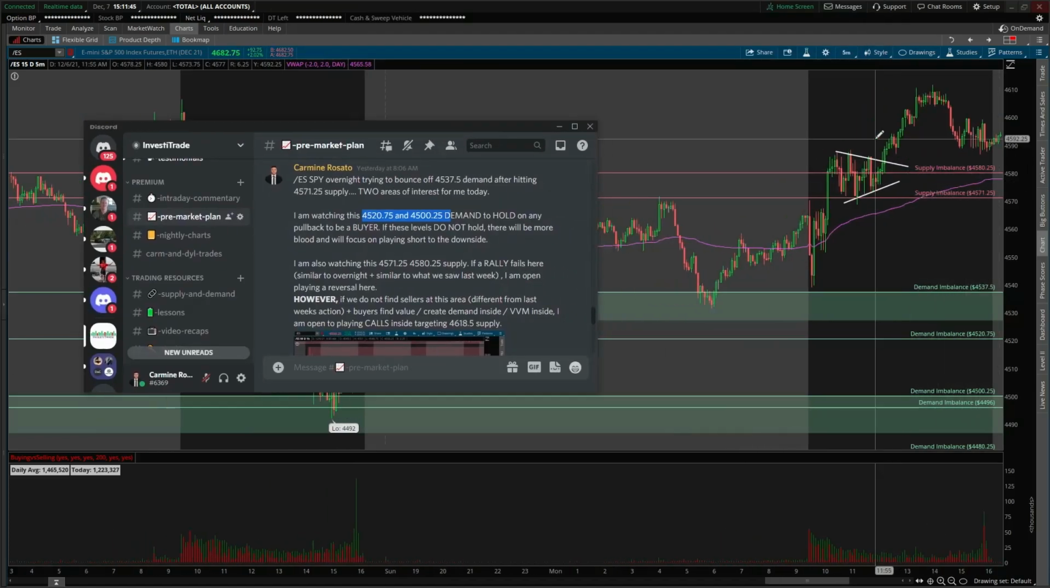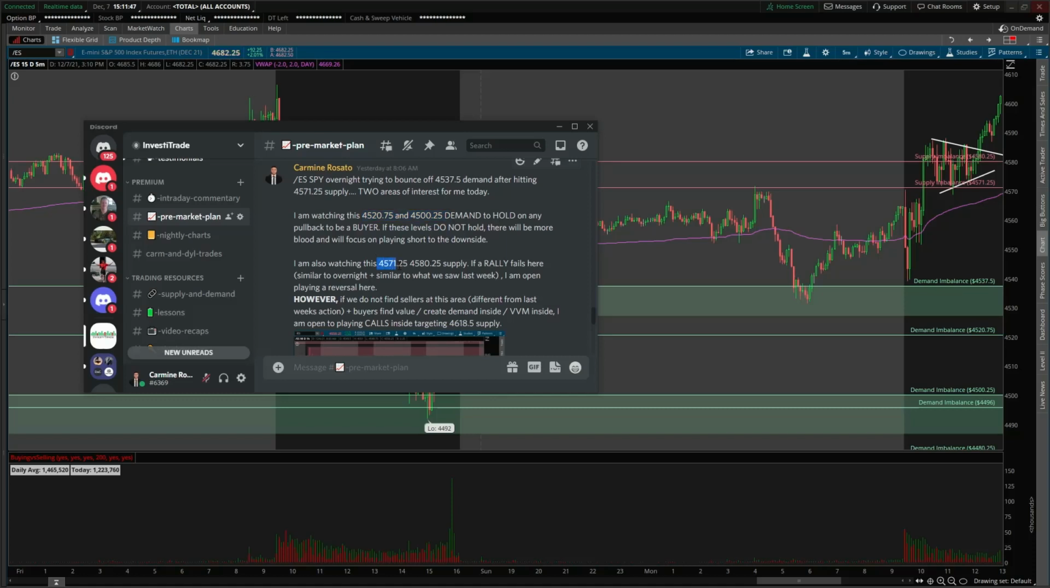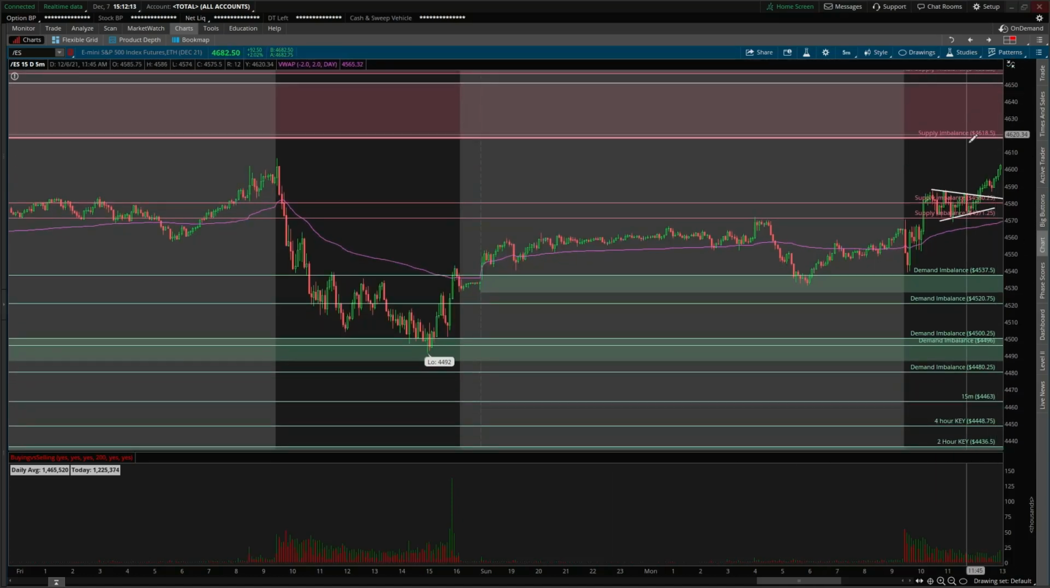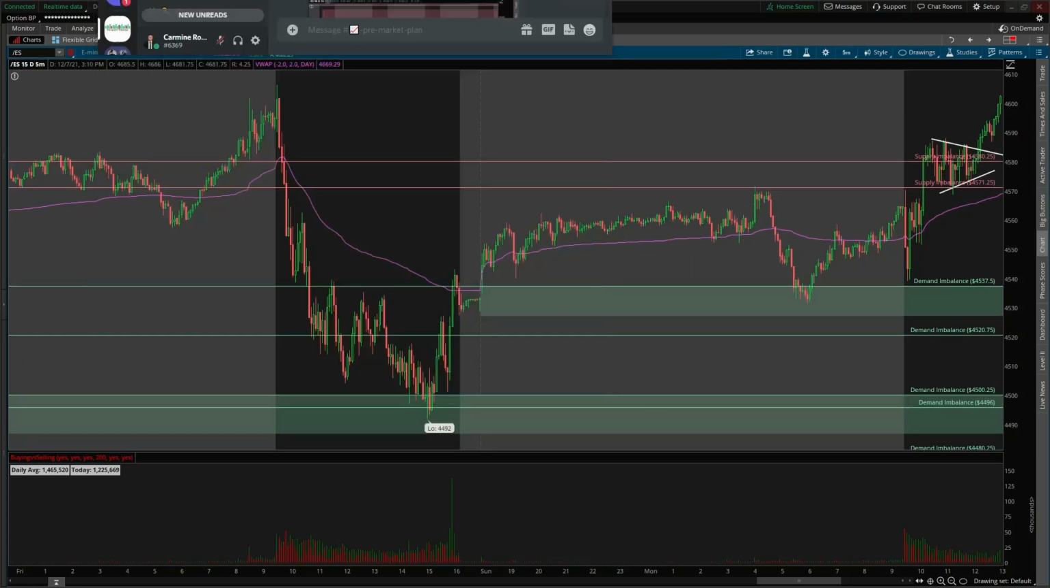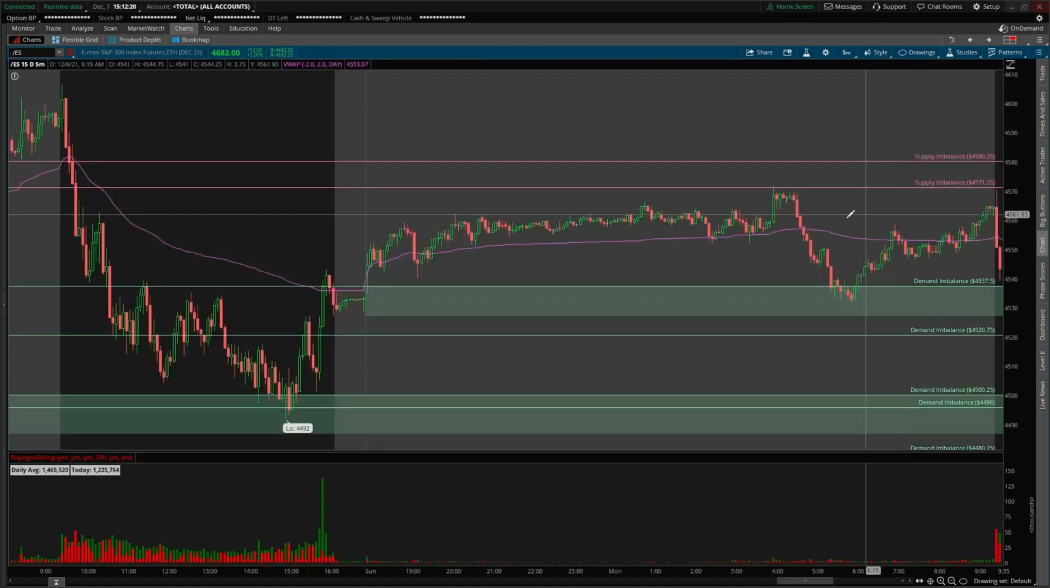Now, on top of this, we had a very key supply zone at 45.71 and 45.80. If a rally fails here, similar to overnight and similar to what we saw all last week, I am open to playing a reversal here. However, if we do not find sellers at this area, different from last week's action, and buyers find value or create demand inside, I am open to playing calls into the 46.18 supply zone, which represents this pink box up here.